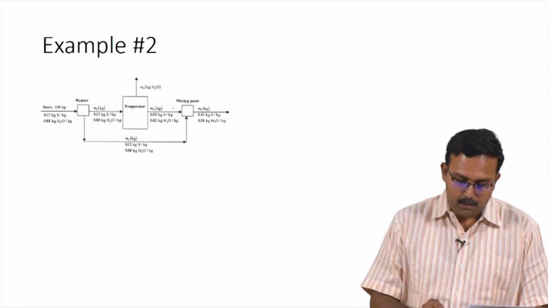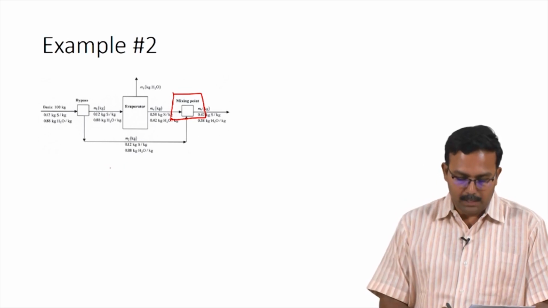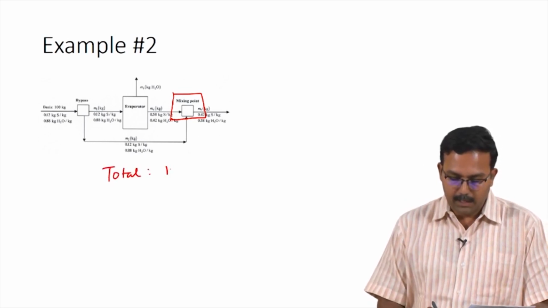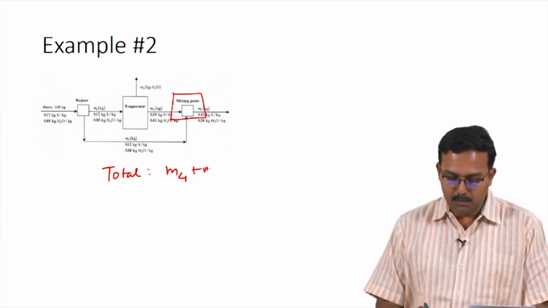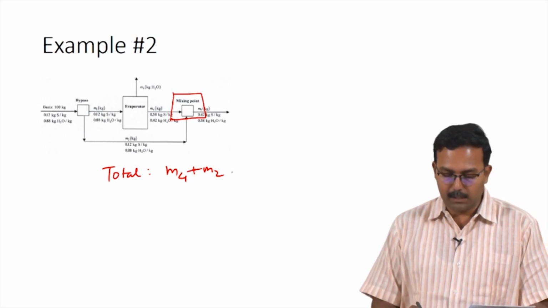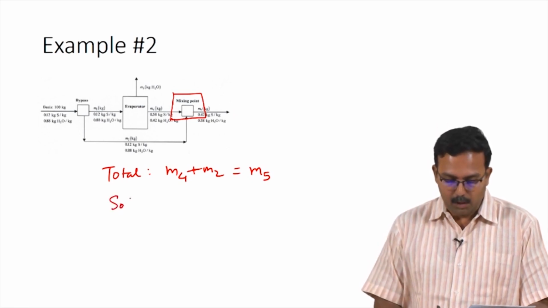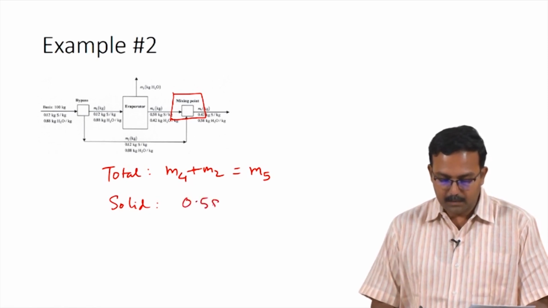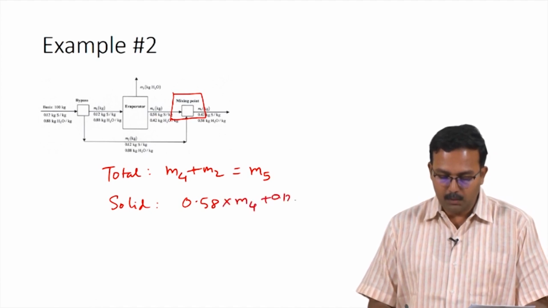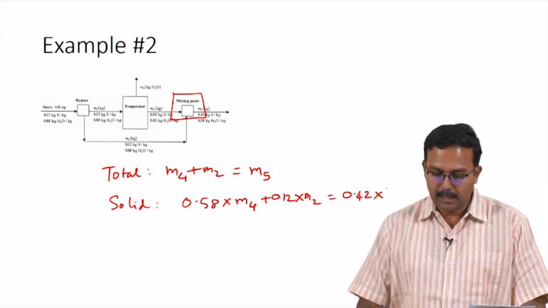So, for the mixing point, let us try to write a balance equation. The total mass balance for the mixing point would be m4, which is the mass entering through the concentrated juice, plus m2, which is the bypass stream which is also entering the mixing point, giving you a value of m5, which is the final product. We can also write a solids balance. The solids balance would be 0.58, which is the mass fraction of solids in m4, times m4, plus 0.12 times m2 would be equal to 0.42 times m5.